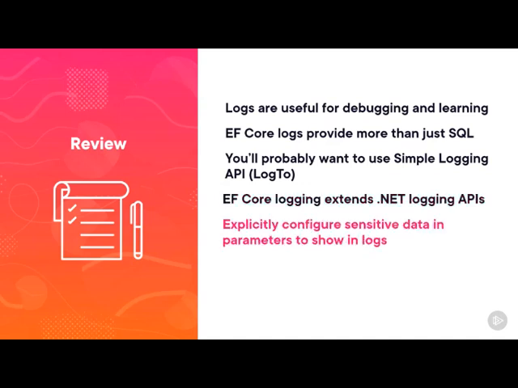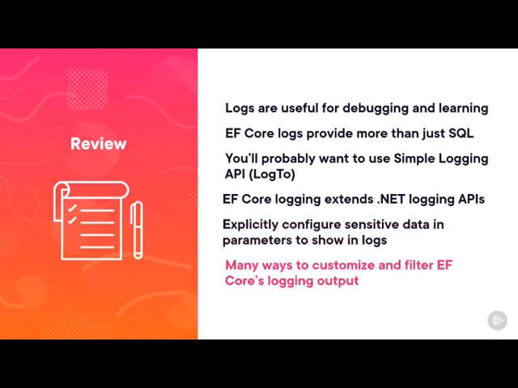The EF Core logger is careful to hide incoming command parameters by default because of the possibility of exposing sensitive data. But in the case that you do want to see that information, you learned that you can just add the EnableSensitiveDataLogging method to the options builder, which I'll be leaving enabled for the rest of this course. And there are even more ways to configure EF Core's logs, and the EF Core docs are a great resource to learn about them.